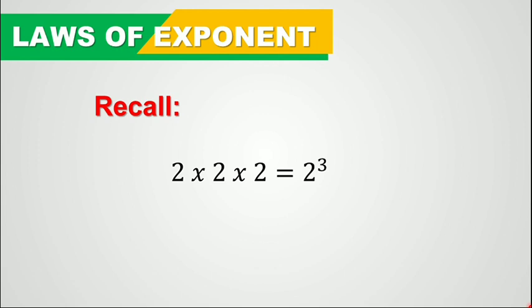Now let's recall that when we are multiplying a number by itself, say for example 2 times 2 times 2, we can rewrite this as 2 to the power of 3 or 2 cubed, wherein 2 here is called the base, while the 3 here is called the exponent. Now this is the first law of exponent.